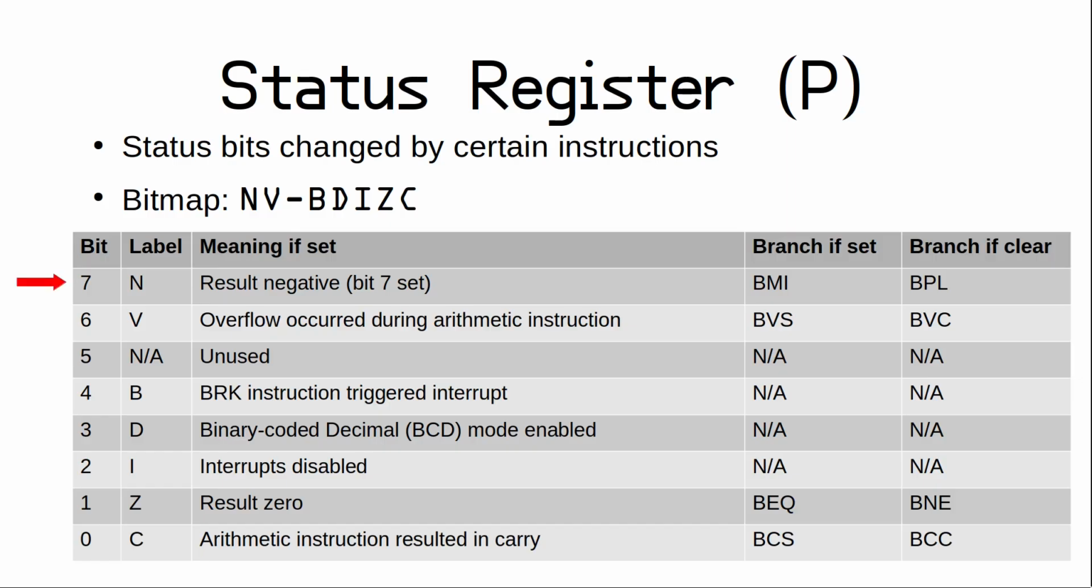The N bit is set when the result of the last operation is negative. That is, the high bit was set so it would be negative if interpreted as a signed 8-bit value. You can use the N bit with the BMI and BPL instructions. BMI stands for branch if minus, meaning the N bit is set. BPL stands for branch if plus, meaning the N bit is clear.